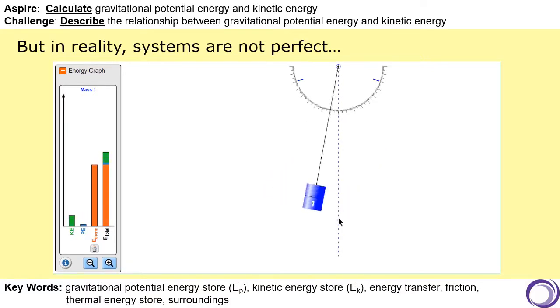So on Earth, moving through air, a pendulum cannot keep moving forever because it is losing energy that is being transferred to the thermal energy store of the surroundings. And there we go. I've just sped it up to show you the pendulum stopping once it has no more kinetic energy or gravitational potential energy, because all of it has been transferred to the thermal energy store of the surroundings.